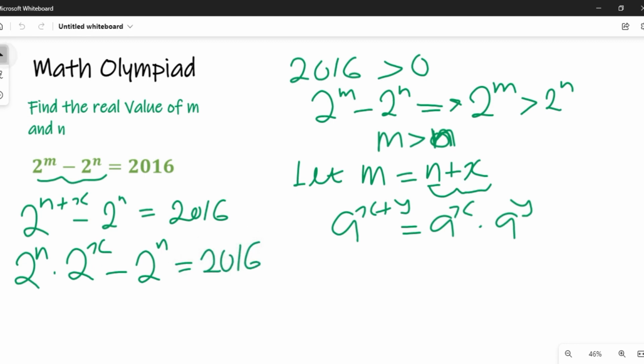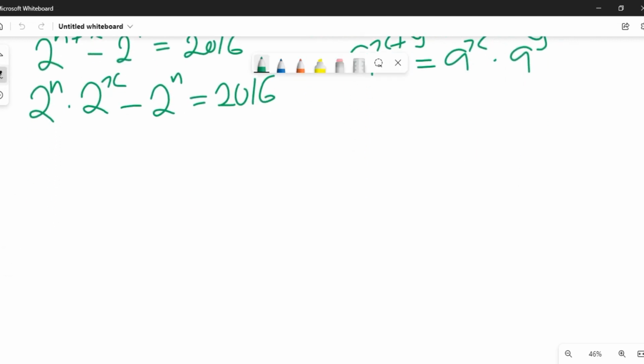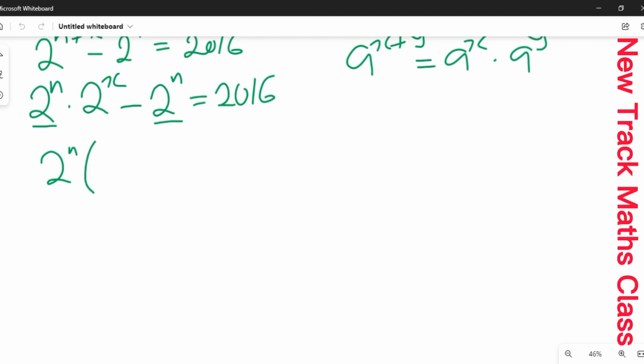Guess you're following. Good. So let's take this further. On the left hand side, we find a common term, which is 2 raised to power n. Let's bring it out. Once you bring that common term out, we'll be left with 2 raised to power x minus 1, and this will be equal to 2016.